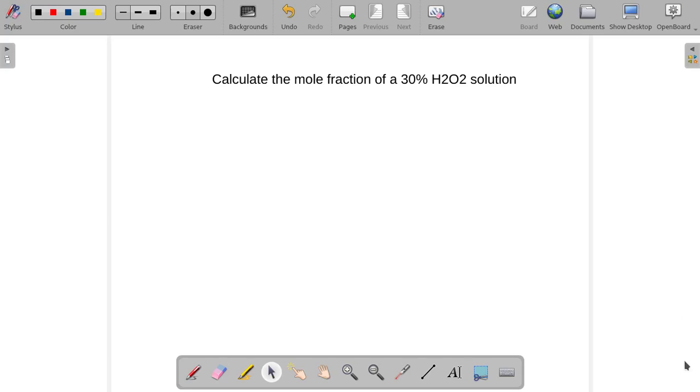Okay, so what we're wanting to do is calculate the mole fraction of a 30% hydrogen peroxide solution. We want to turn that percent, since it's assumed to be a mass percent, into an actual mass. So we're going to assume we have 30 grams of hydrogen peroxide to every 100 grams of solution. But since this is a mole fraction, I actually don't want the mass of solution on the bottom. I want the mass of the individual components. So it's 30 grams of hydrogen peroxide and 70 grams of water.